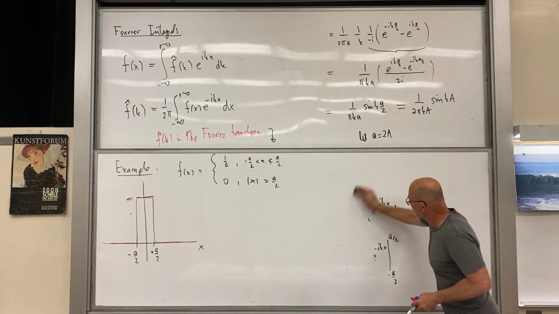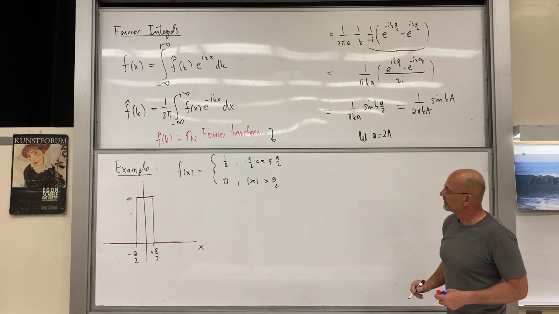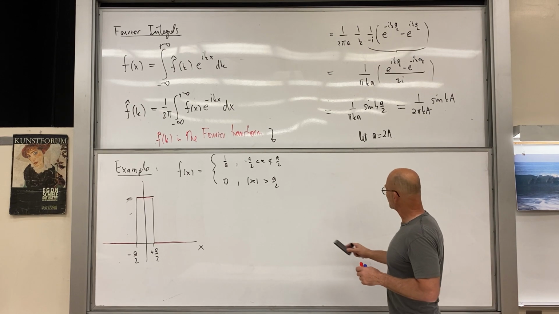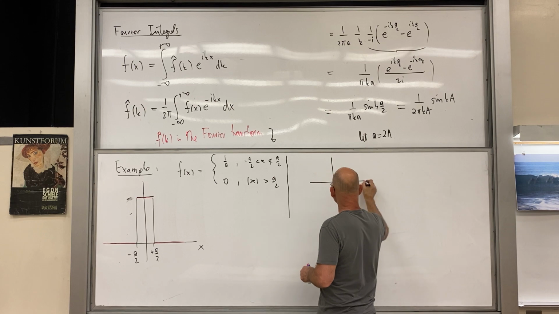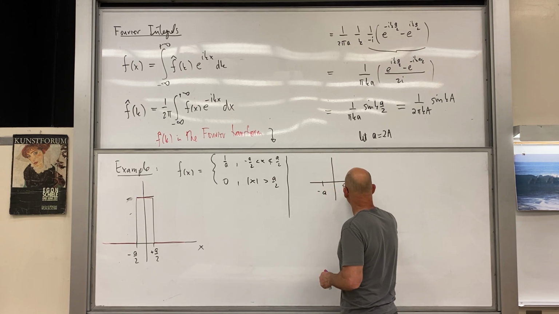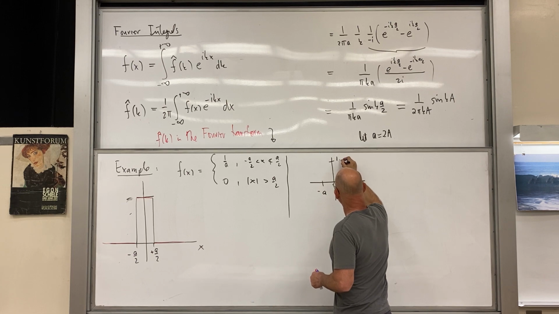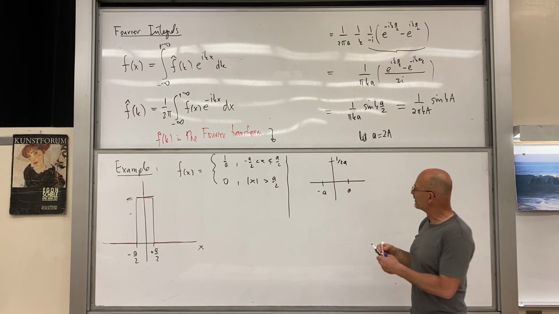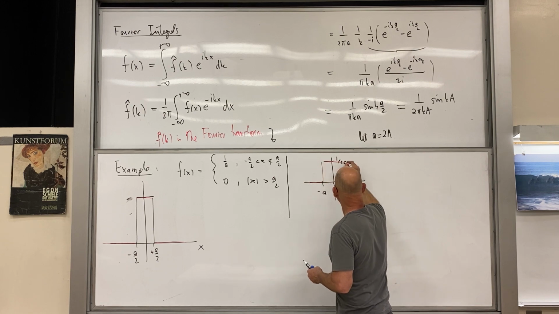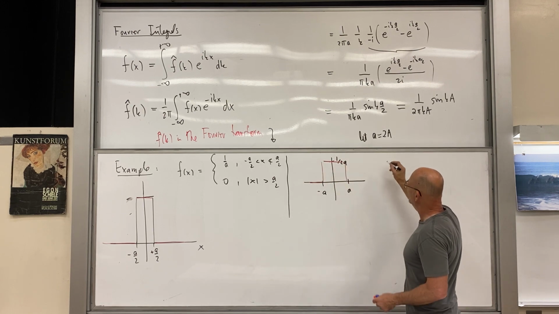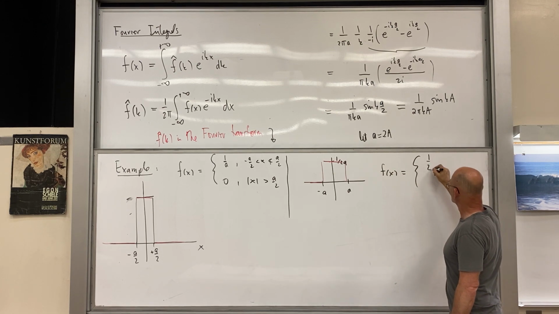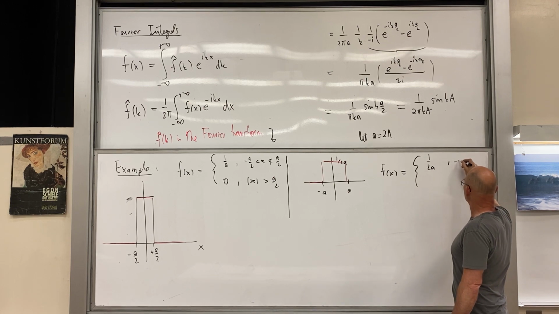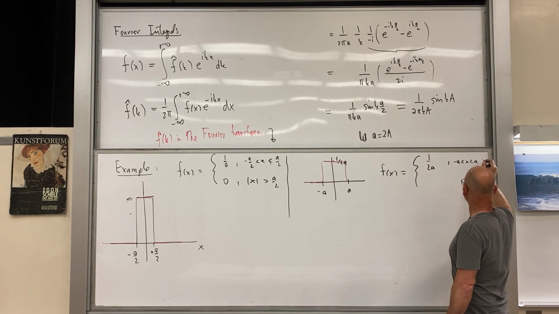In fact, let's do this. We'll draw a new picture. We're going to go from minus a to a, and then the height is 1 over 2a, like that. Okay, same dimensions, but I'll just rewrite this. So f of x is equal to 1 over 2a for minus a less than x less than a, and 0 for x greater than a.